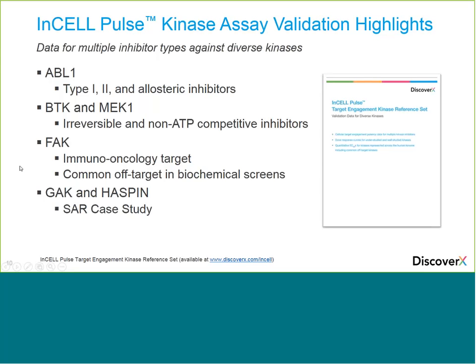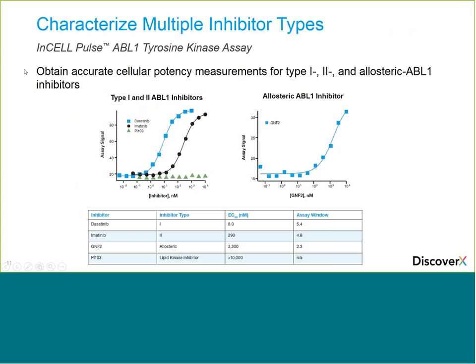and I'll show you a little bit of case study data on this. So for ABL, this is a kick-the-tires type approach. Can we measure type 1 and type 2 inhibitors? Can we measure relevant potencies for these inhibitors? And of course, the answer is yes. Dasatinib, extremely potent type 1 inhibitor in cells, sub 10 nanomolar EC50. Imatinib, of course, one of the first FDA-approved kinase inhibitors, type 2 inhibitor, a little less potent, agreeing with the literature. Negative control lipid kinase inhibitor, PI103, shows no activity.